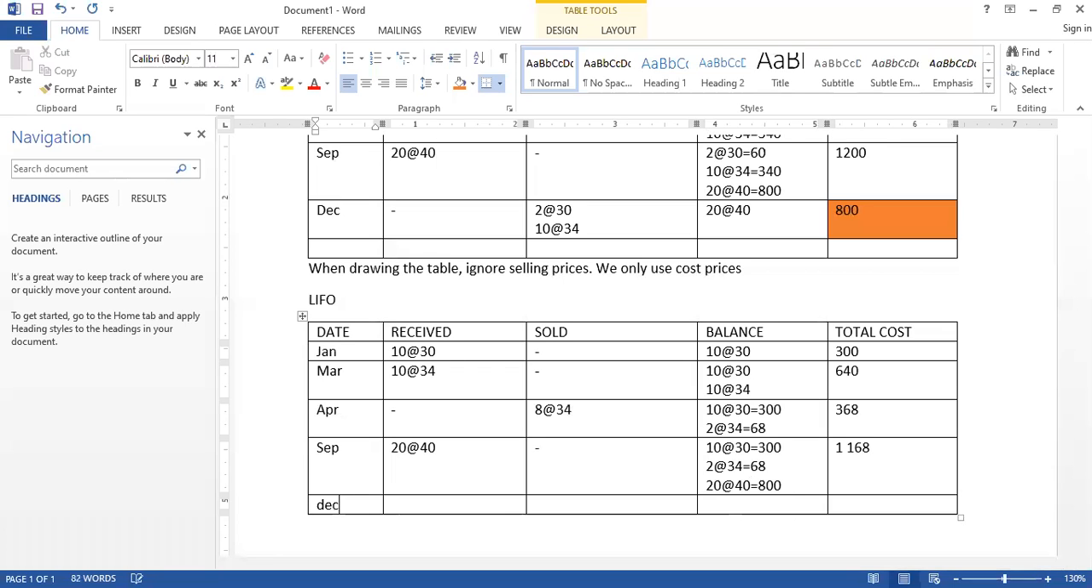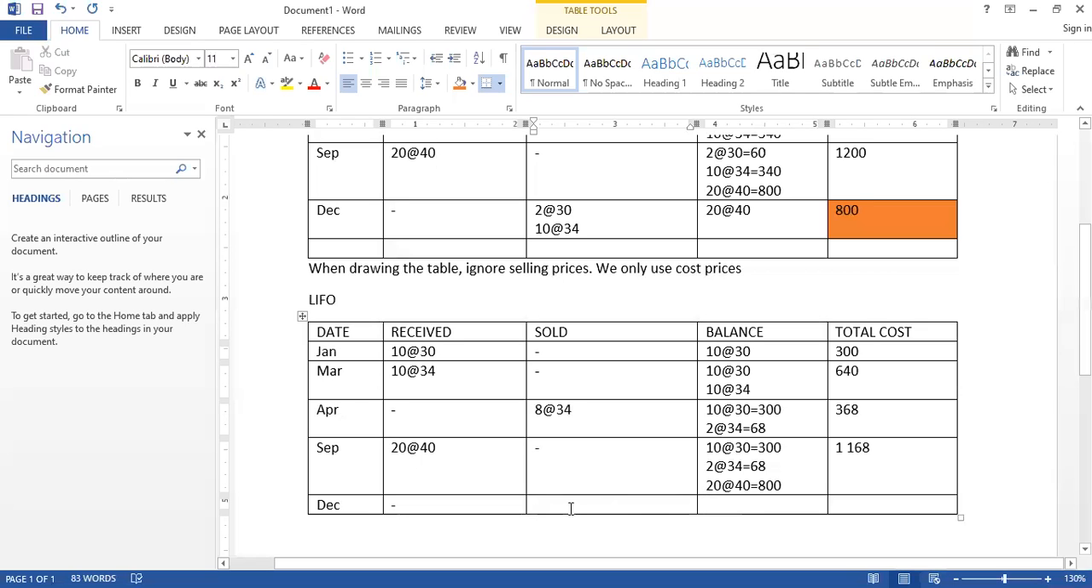What did we do in December? We sold. We did not buy, so it's 0, but we sold. How many items did we sell? 12 items. The rule says last in, first out. You start from the bottom. You start issuing out the one that came in last. Looking at these balances, the 20 items are the ones that came in last.